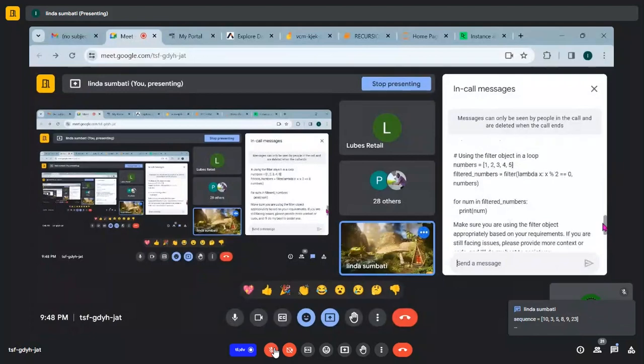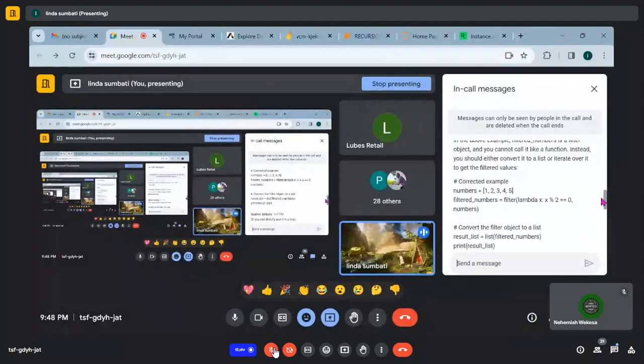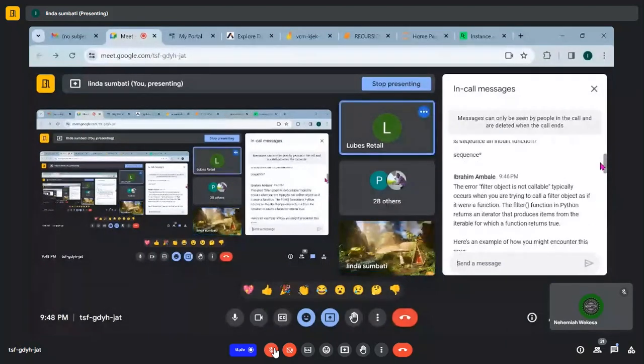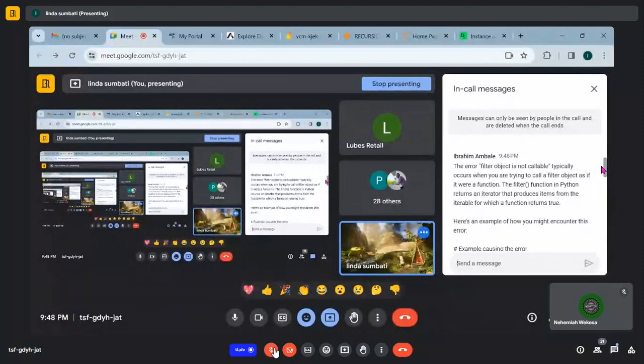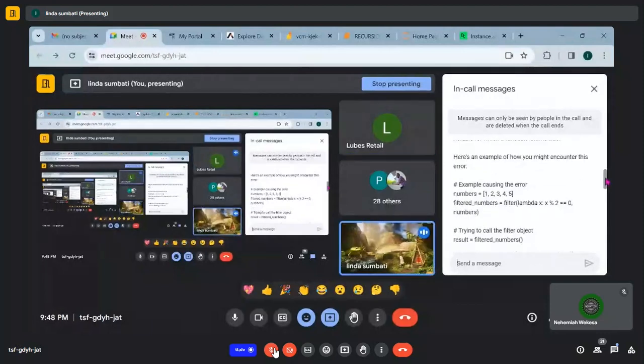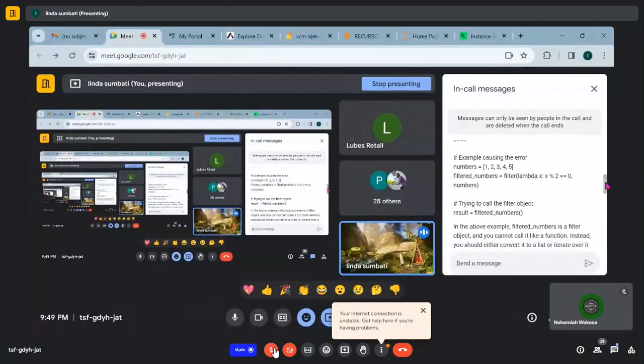So let's see. This one says the error "filter object is not callable" typically occurs when you are trying to call a filter object as if it were a function. The filter function in Python returns an iterator that produces items from the iterable. Here is an example of how we might encounter this. So that means let's try not using the filter.